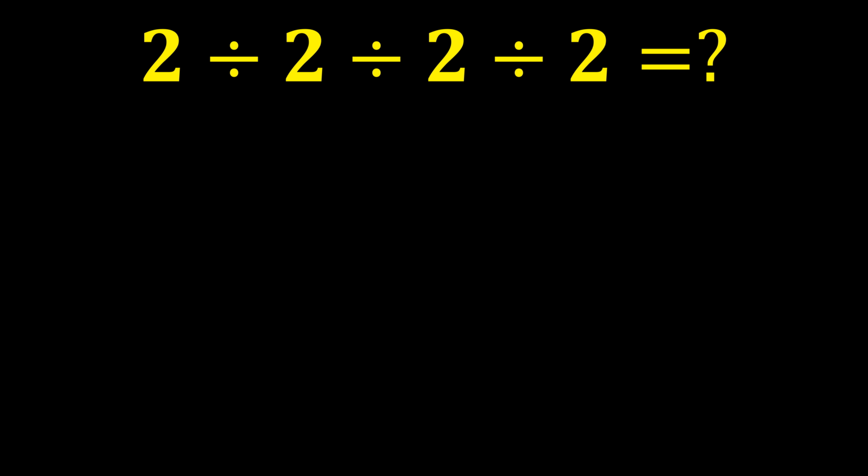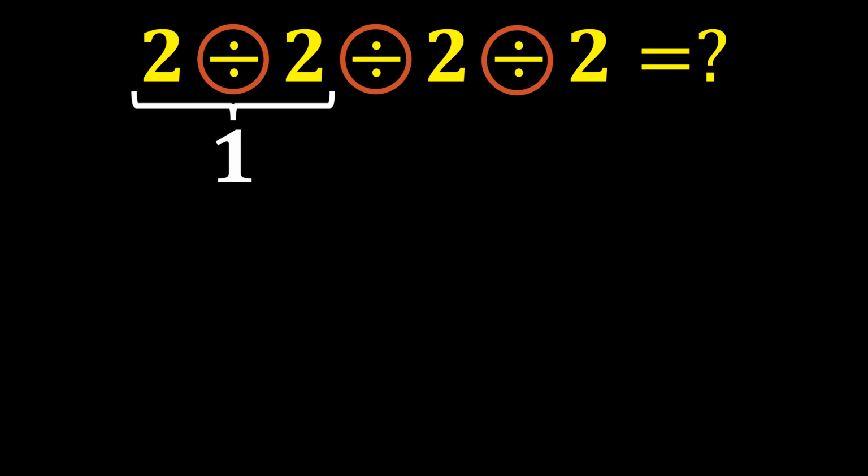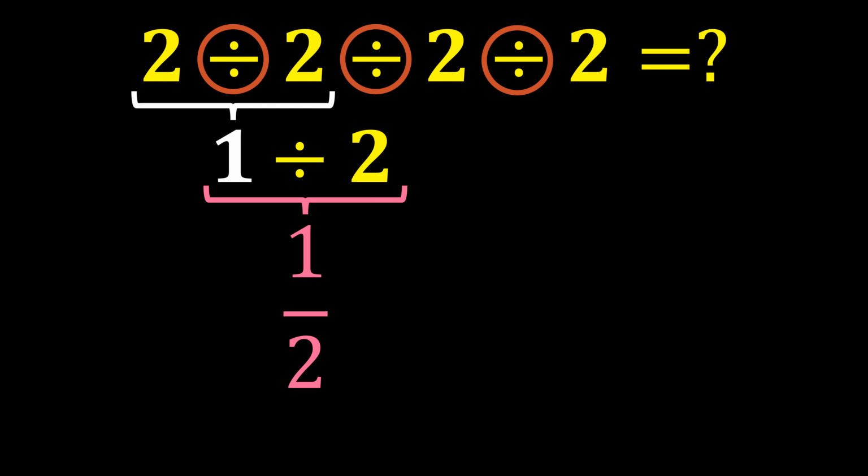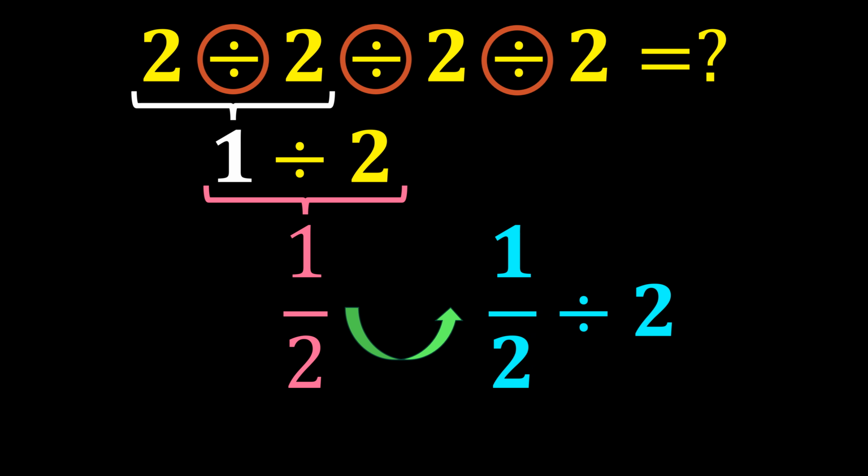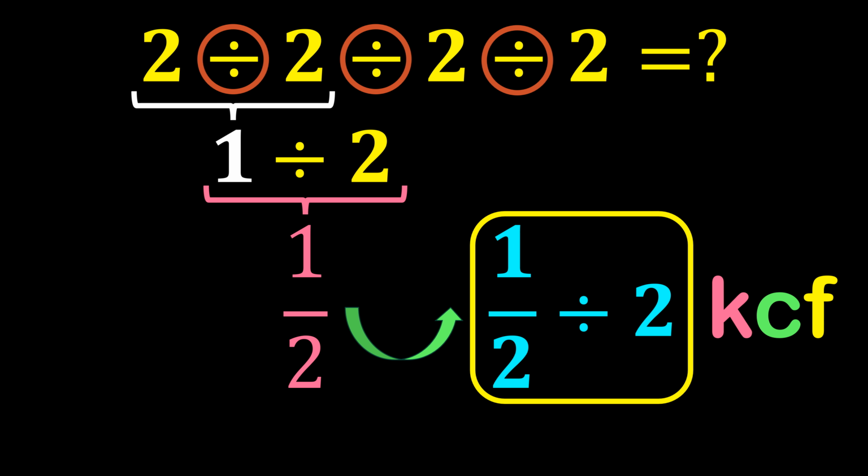In this problem, we only have division, which according to PEMDAS we solve from left to right. 2 divided by 2 equals 1. 1 divided by 2 equals 1/2. So the expression becomes 1/2 divided by 2, which we solve using the KCF rule.